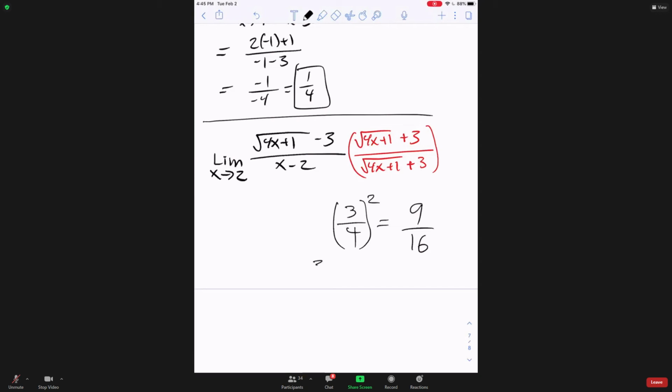What you could do is say, 3/4, I'm going to multiply top and bottom by 2 over 2. So that would give me 6 over 8. So 6 over 8 is the same thing as 3 over 4. You can multiply top and bottom by something as long as you're multiplying top and bottom by the same thing.